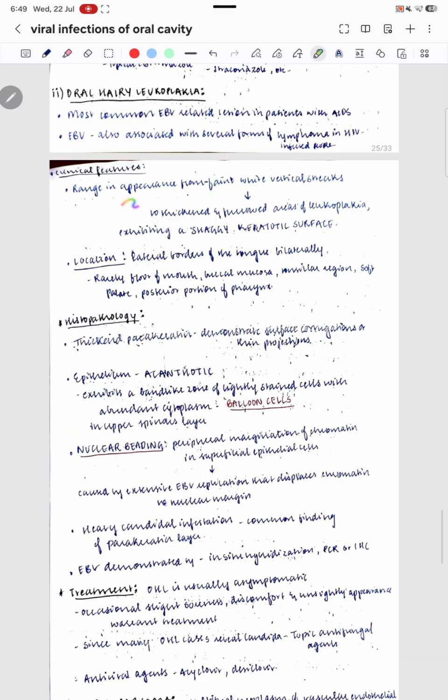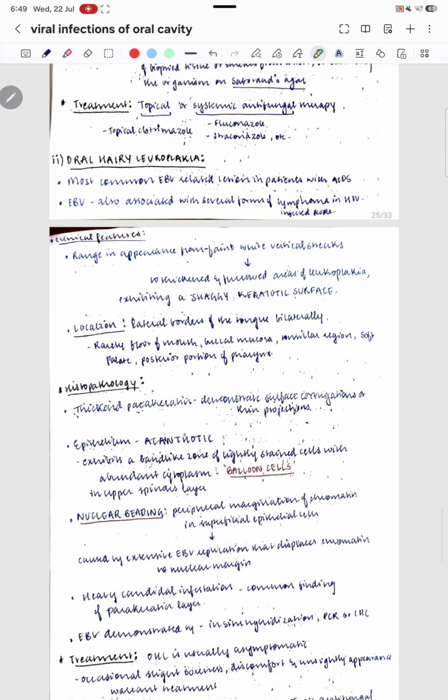Epstein-Barr virus is also associated with several forms of lymphomas in HIV. Clinical features include a range in appearance from faint white vertical streaks to thickened and folded areas of leukoplakia exhibiting a shaggy keratotic patch.